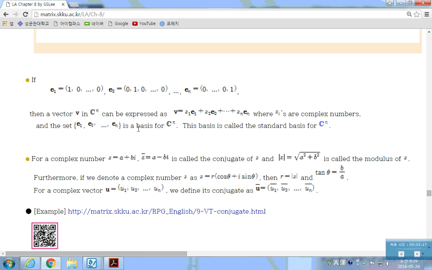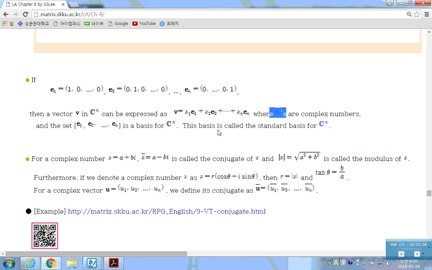What's the cardinality of this set? What's the number of vectors in this set? How many? n. So we have a basis whose cardinality is n. So the dimension of Cn over C is what? n. That's the reason. This is the difference.